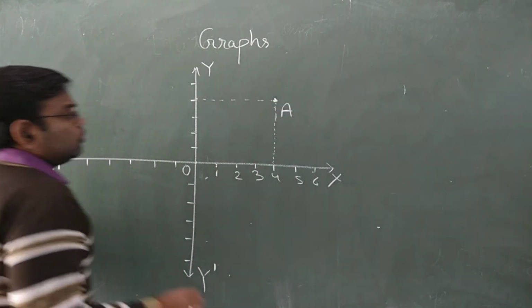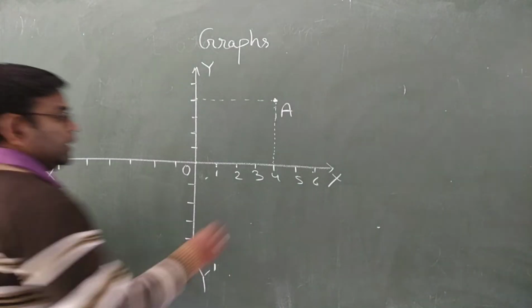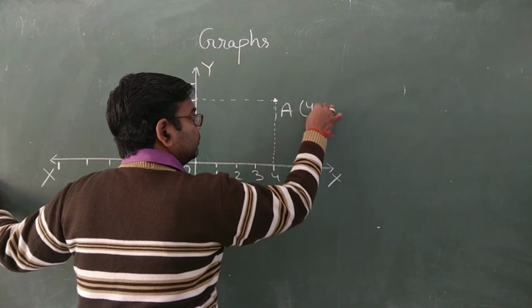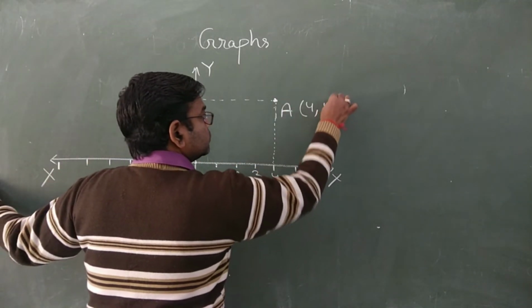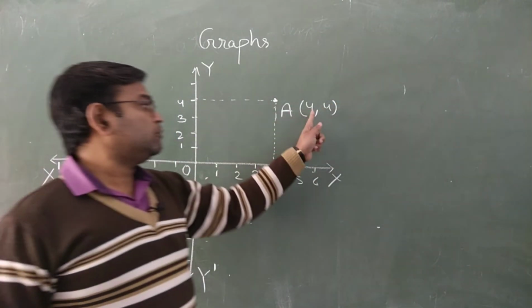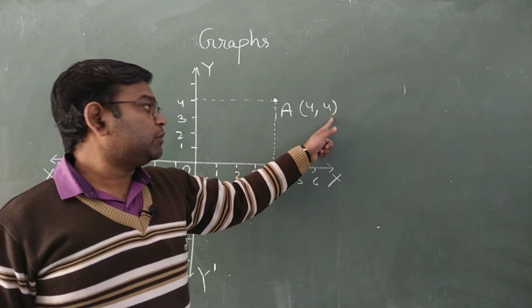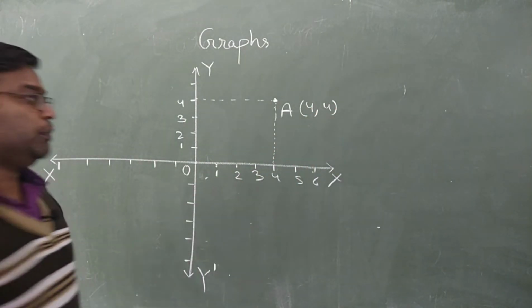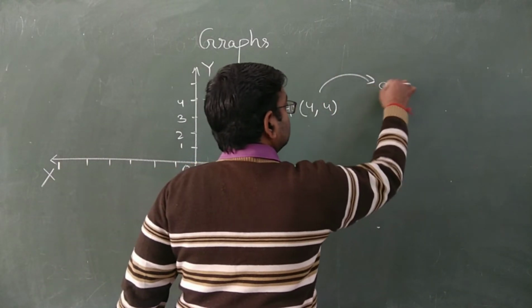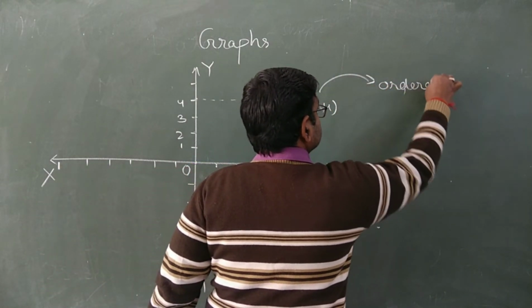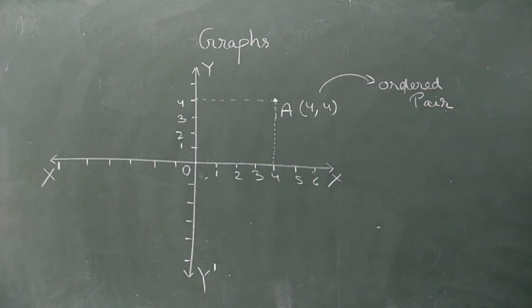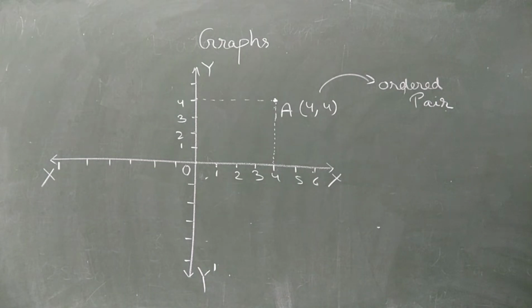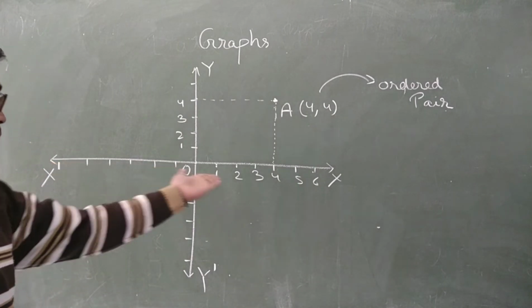Clear? So what is the address of the point A? Along the x-axis we move up to 4, along the y-axis we also move up to 4. So this is the location. This is for the x-axis, this is for the y-axis. This is known as your ordered pair, which you already discussed in class 7. Hope this is clear.